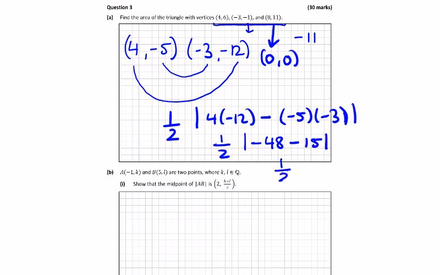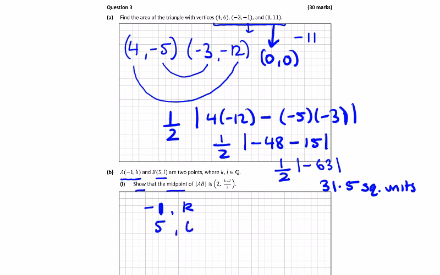So this is half the absolute value of minus 63, which is equal to 31.5. Area is 31.5 square units. In part B, we're given the points A and B, and we're asked to show that the midpoint is... So from Junior Cert, we would say A is (minus 1, k). We'd line up B, (5, l).